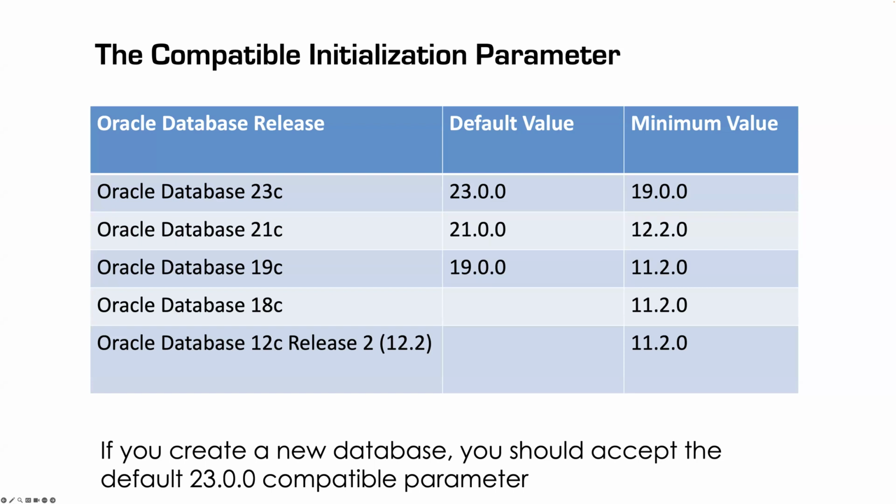But the minimal compatible value for 23C is 19.0. And we would strongly recommend that if you're upgrading to 23C, consider setting or advancing the compatible parameter to 23.0. And obviously, if you create a new database, you should always accept the 23.0 default compatible parameter.